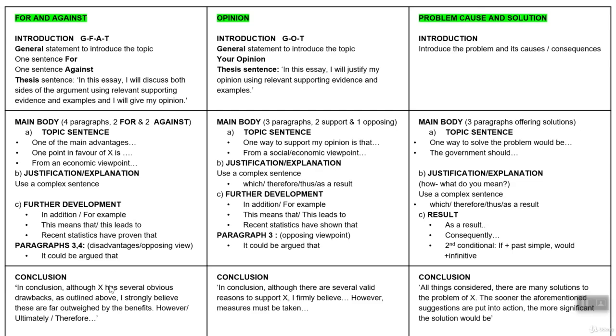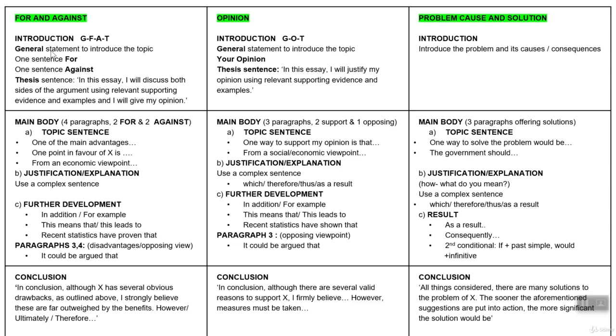Now, following the structure will help you to write an essay which is coherent. In other words, it flows smoothly from one paragraph to the next, and this is important in the marking criteria, as we will see later in the course. We're going to begin here with the first kind of essay, the for and against essay.